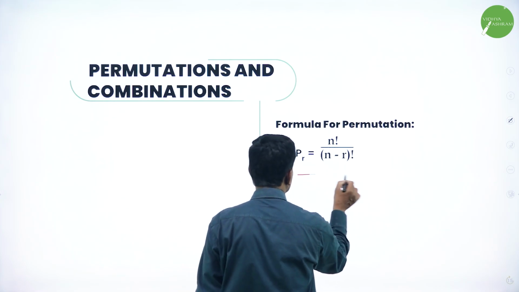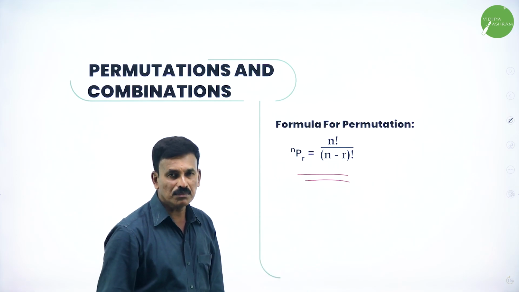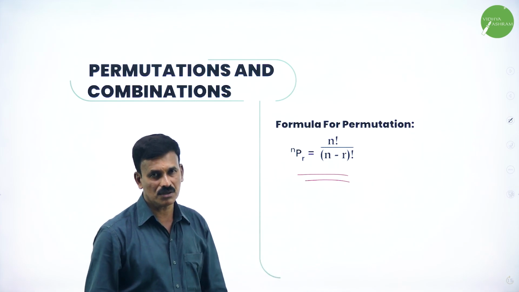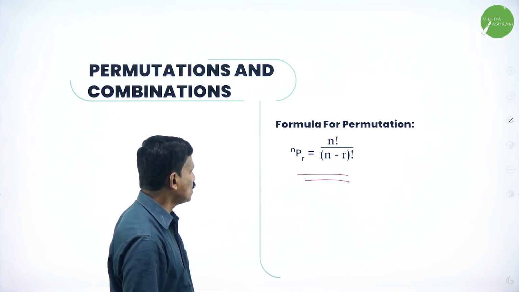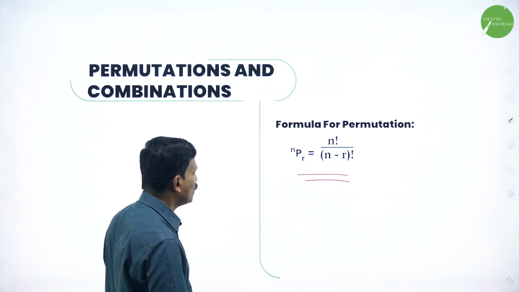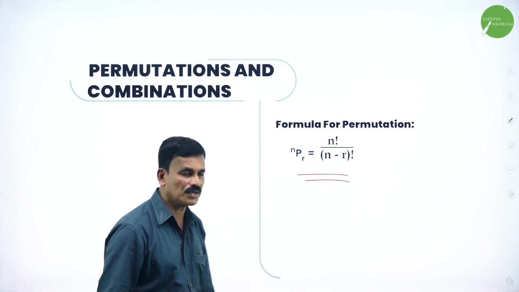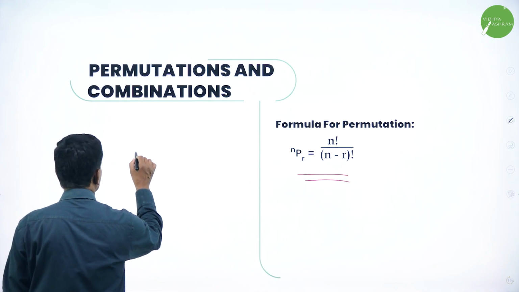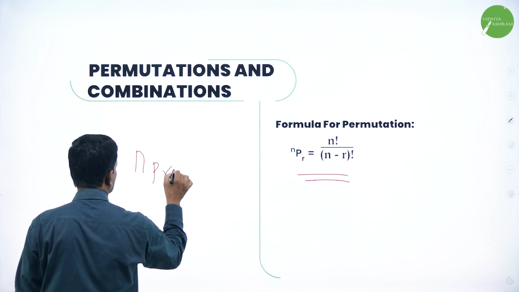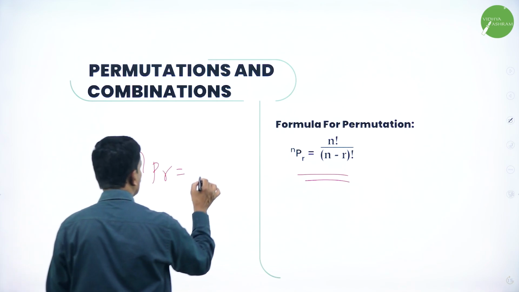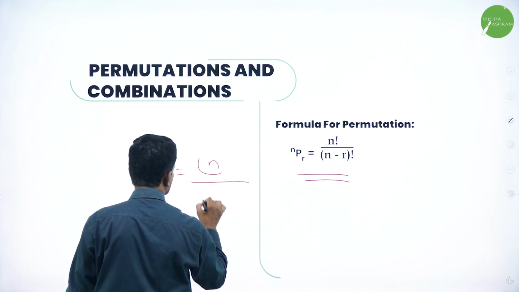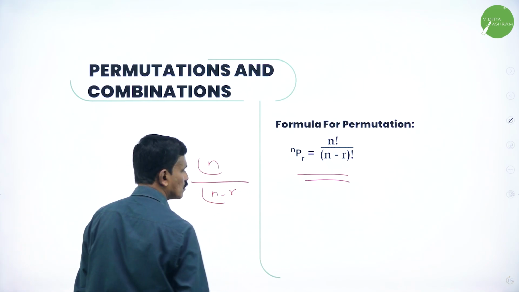How to find the permutation of n different things taken r at a time? That is denoted as nPr. nPr is equal to n factorial divided by (n minus r) factorial. So, the permutation of n different things taken r at a time is denoted as nPr and is given by n factorial divided by (n minus r) factorial.